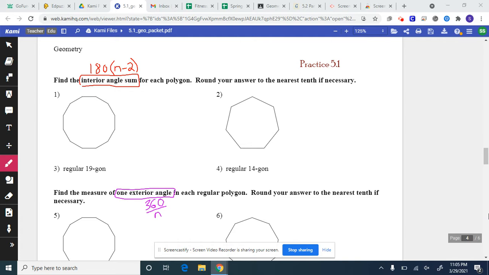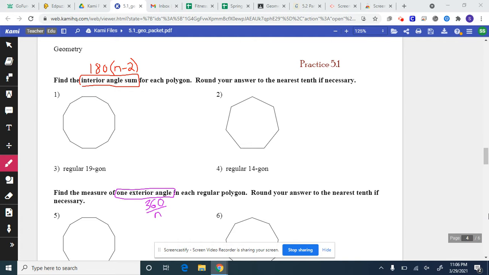So the first section, 1, 2, 3, and 4, they're all asking for the interior angle sum. And I put the formula up there in red for you already, so I would write that on your paper as well. The formula is 180 times n minus 2, n meaning the number of sides in the polygon. So the first thing we have to do, if we have a picture like number 1 and 2, is count how many sides there are.